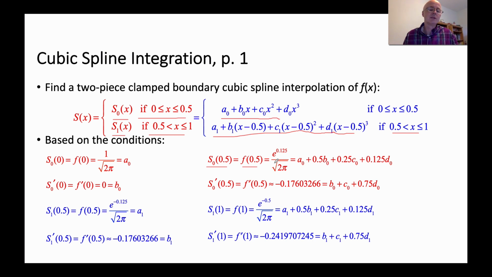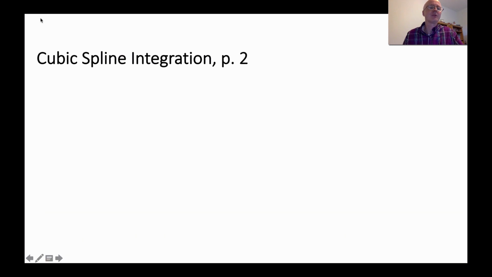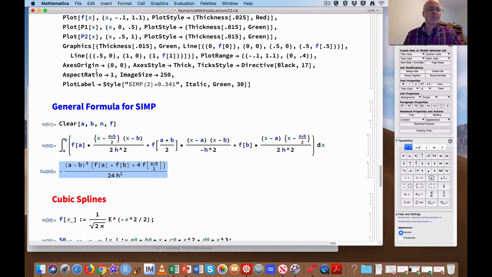Second interval. What you get is a system of equations. 8 equations and the 8 unknowns, A0 through D0 and A1 through D1, that you can solve. You don't want to solve such a thing without technology. Let me show you that Mathematica can solve it.